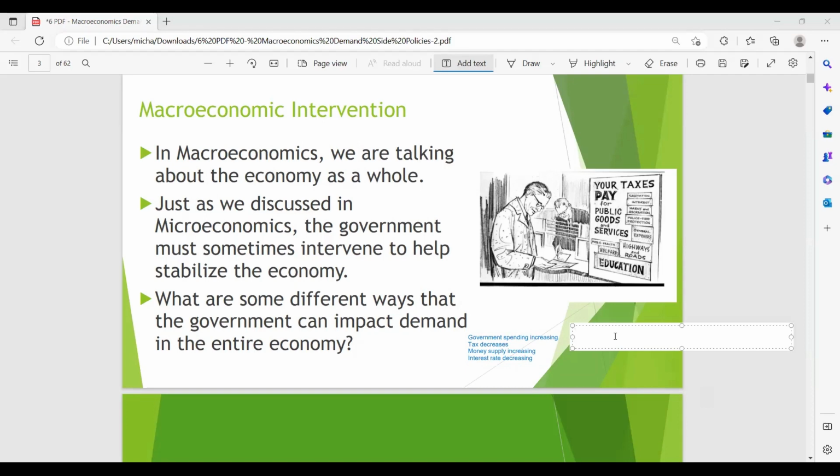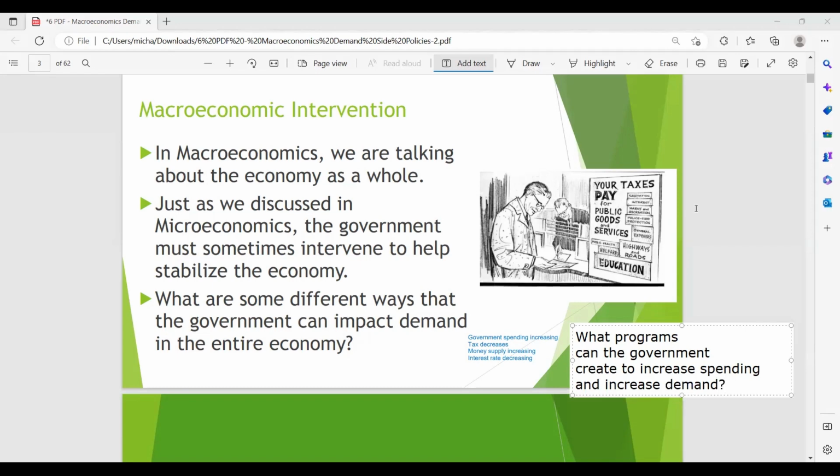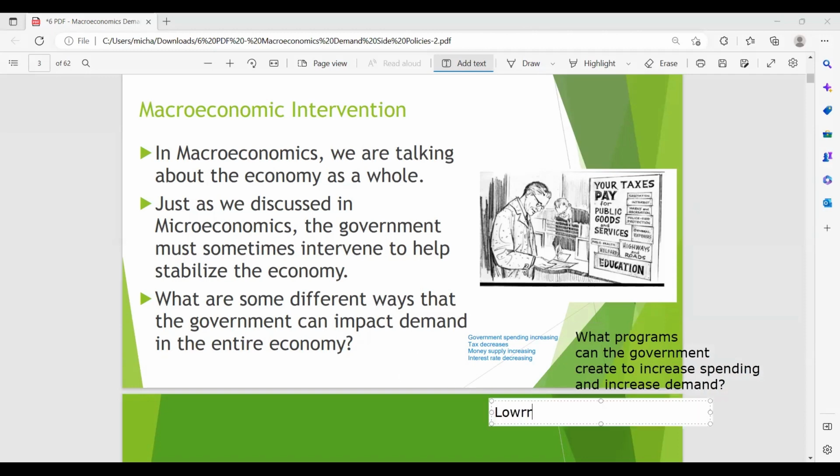Can I have the question again, Professor? Yes. What programs can the government create to increase spending and increase demand? Well, they can lower interest rates, buy government securities, and reduce the reserve requirements to increase money supply. Yeah, that's great, excellent. That's exactly what they do.